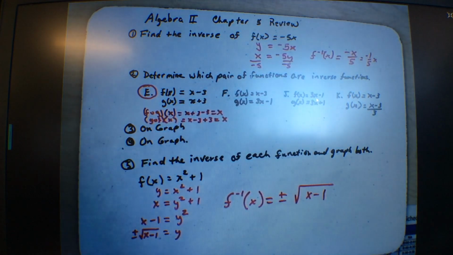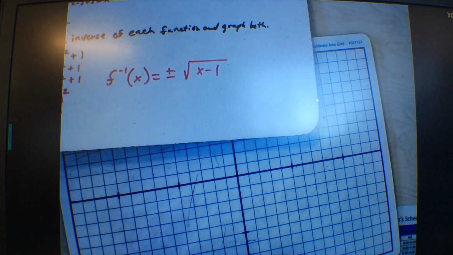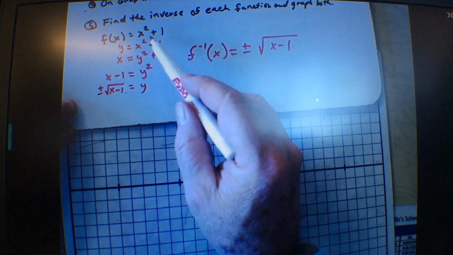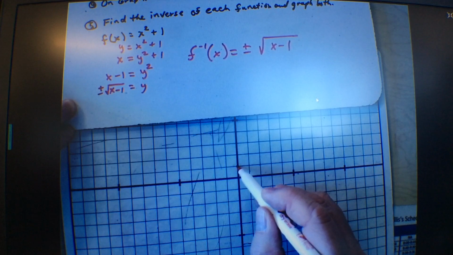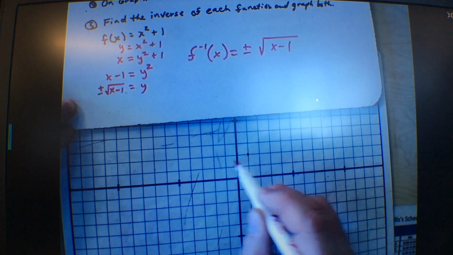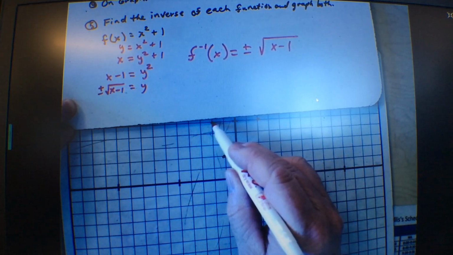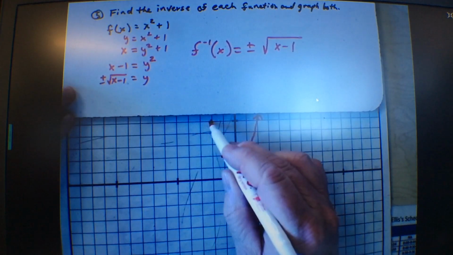Now when I graph this, I want to graph the first one, the x squared plus 1, right? How do I graph that? You start up 1, right? Up 1, yes. And then over 1, up 1, over 2, up 4. Very good. Don't forget my arrows on the parabola.